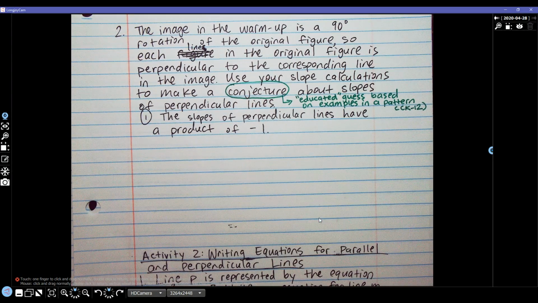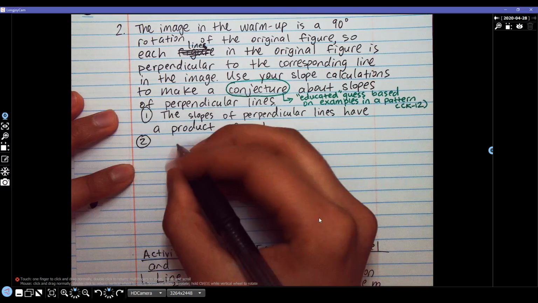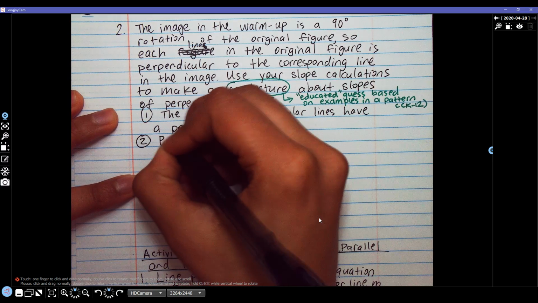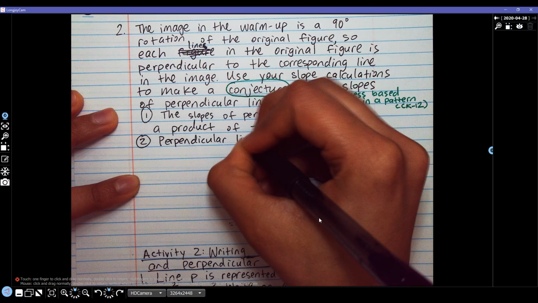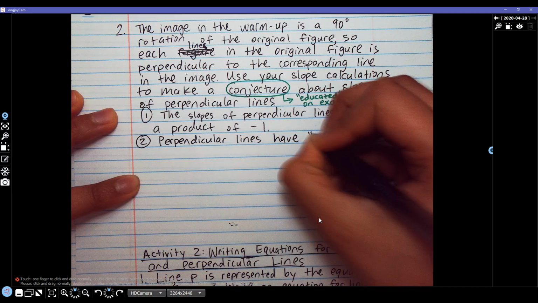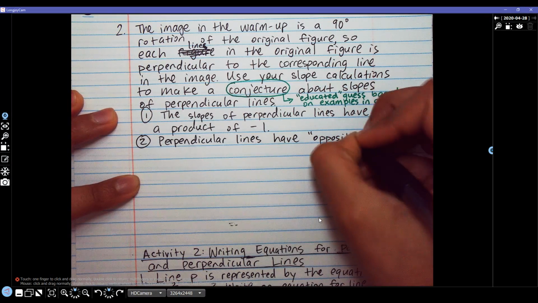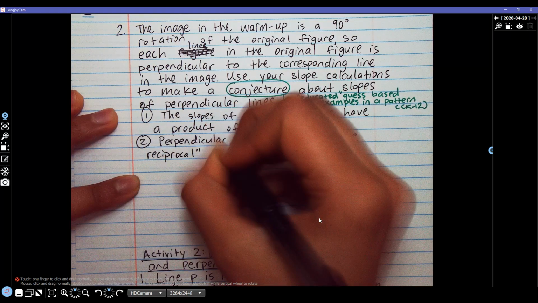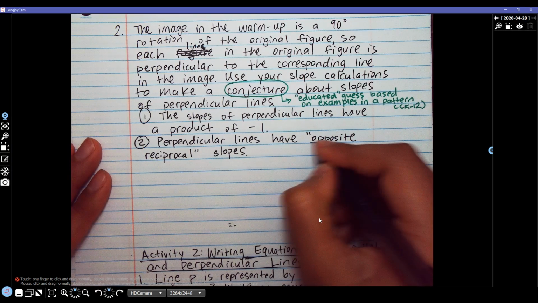The second part of this conjecture is going to introduce you to a new vocab word. Perpendicular lines have opposite reciprocal slopes. So we are seeing a new phrase here, opposite reciprocal.